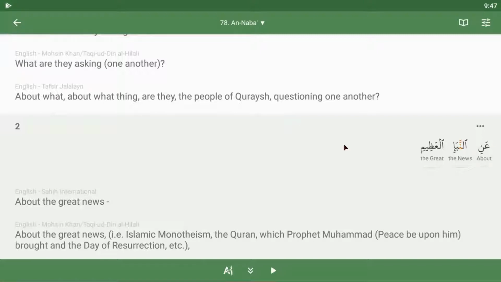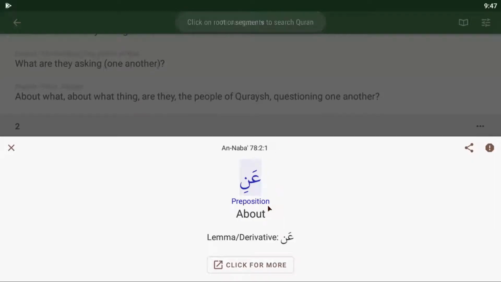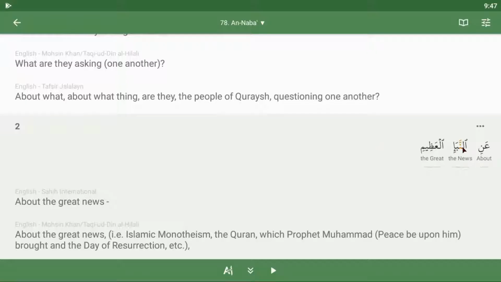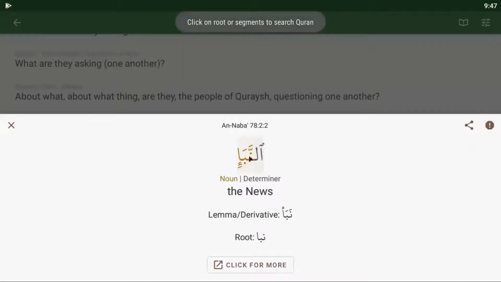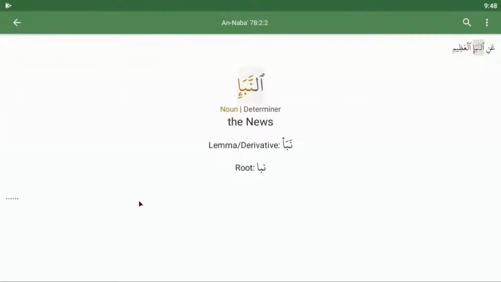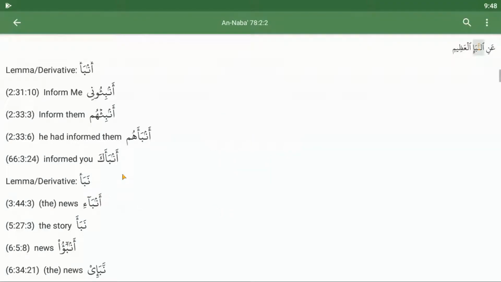Yeah, preposition, right? It's a preposition. An is a preposition. Naba means news. Naba'un is a news. The root is nun, ba, hamza. Naba. It comes 160 times.